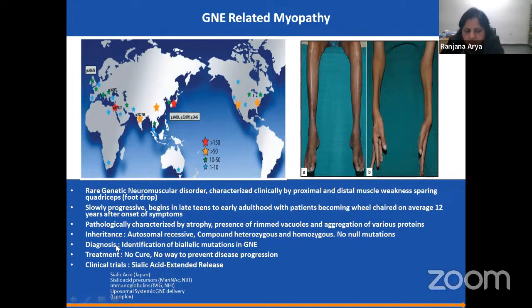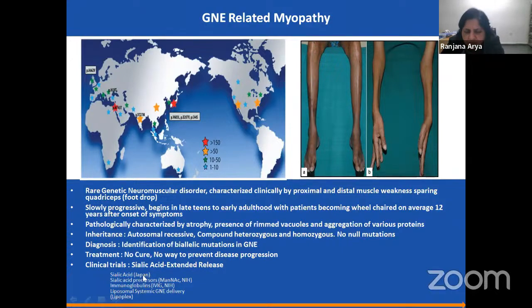And when we are talking about the diagnosis, the confirmation comes from the identification of biallelic mutations in this enzyme, which is responsible for sialic acid biosynthesis. So far, there is no cure. Sialic acid supplementation just slows the disease progression. There is no way to prevent it.